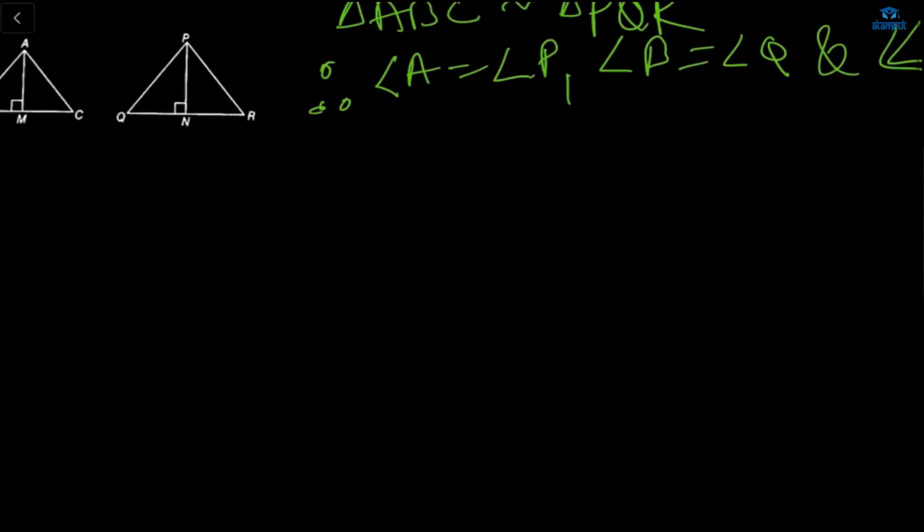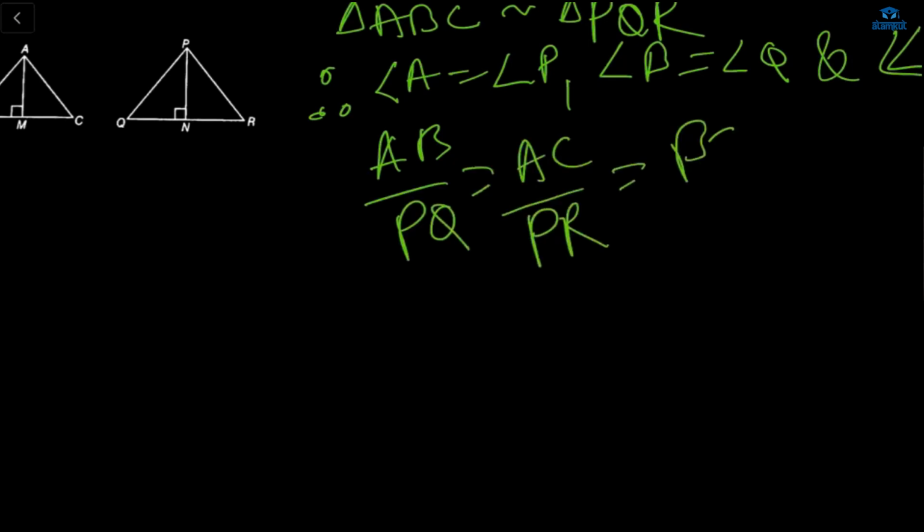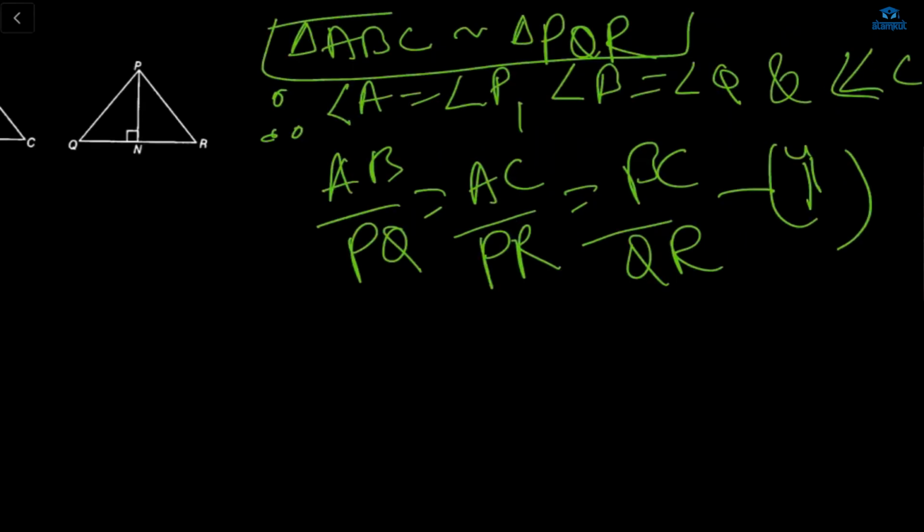And next, since the triangles are similar, their corresponding sides will be in equal ratio. So that means AB by PQ is equal to AC by PR is equal to BC by QR. Now this will be second. Now everybody understood this? From the condition that the two triangles are similar, we have got two things: that the angles are equal and the sides are in the ratio.